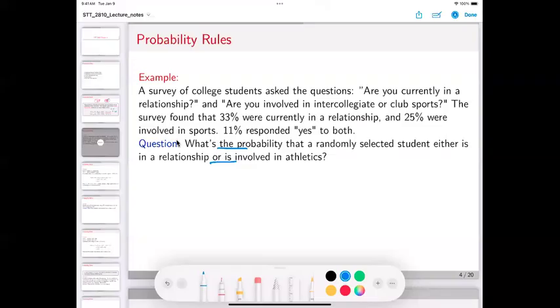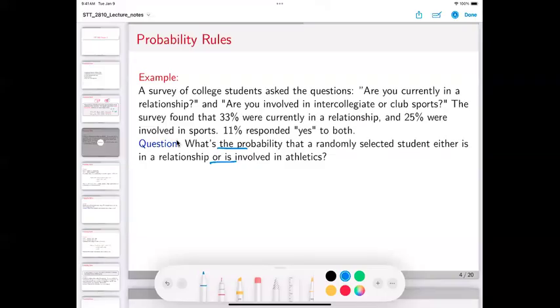Is that okay? So when we read, we are told that a survey of college students asked the question, are you currently in a relationship? And are you involved in club sports? Now, the survey found that 33% were in a relationship, 25% were involved in sports, 11% responded to both. That means that the 11% said that they are both in a relationship and sports. Does that make sense?